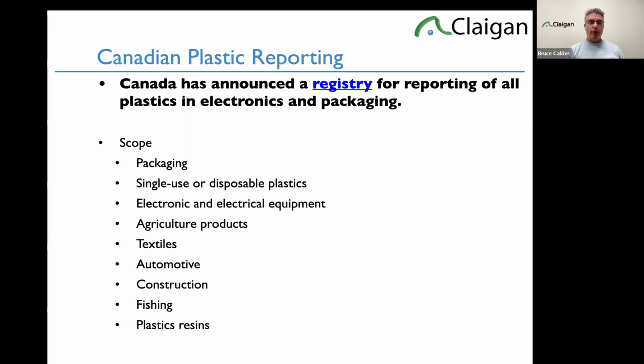Electrical equipment, which is categorized around the EU RoHS categories. More or less, if you're in scope of EU RoHS, you're in scope of this. If you're out of scope of EU RoHS, you're out of scope of this from an electronics point of view. The packaging's still in, but the electronic product isn't. And then in future years, agricultural products, textiles, automotive, construction, fishing.